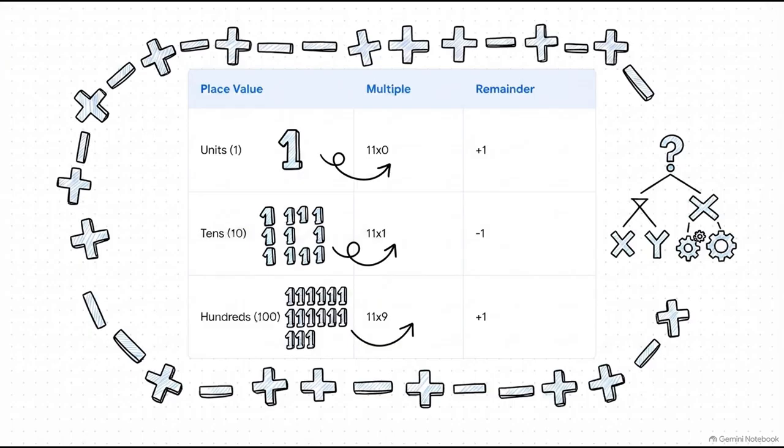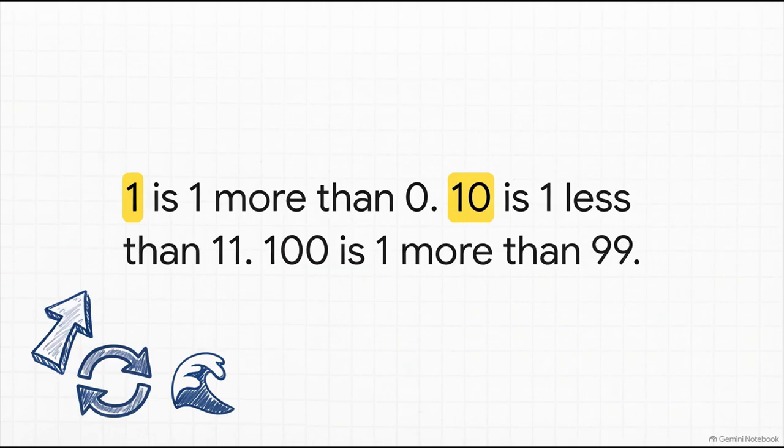We're going back to our place values, but this time focusing on how they interact with 11. Unlike 9, the powers of 10 aren't always just one more than a multiple of 11. They mathematically alternate between being one more and one less. The units place, 1, is 1 more than 0, but the tens place, 10, is 1 less than 11. The hundreds place, 100, is 1 more than 99. 1 is 1 more than 0. 10 is 1 less than 11. 100 is 1 more than 99.